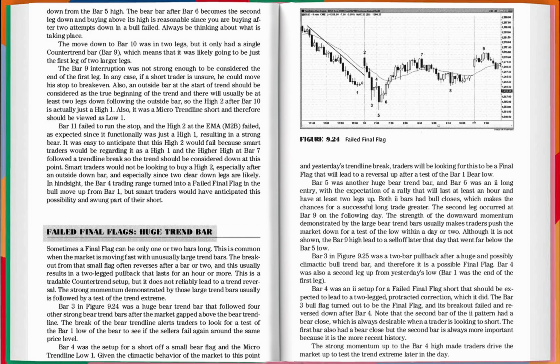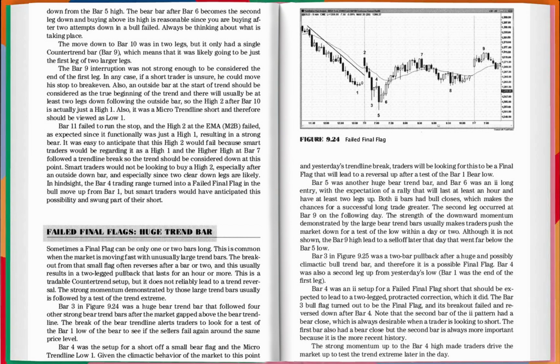Bar 3, in figure 9.25, was a 2-bar pullback after a huge and possibly climactic bull trend bar, and therefore it is a possible final flag. Bar 4 was also a second leg up from yesterday's low. Bar 1 was the end of the first leg. Bar 4 was a Roman 2 setup for a failed final flag short that should be expected to lead to a 2-legged protracted correction, which it did.